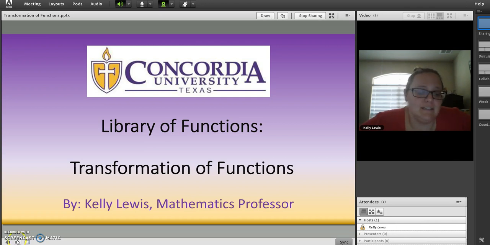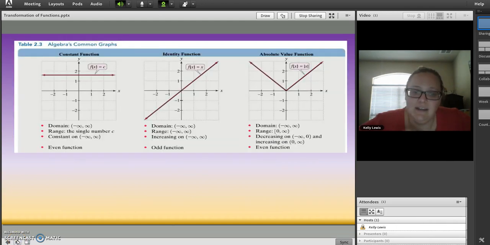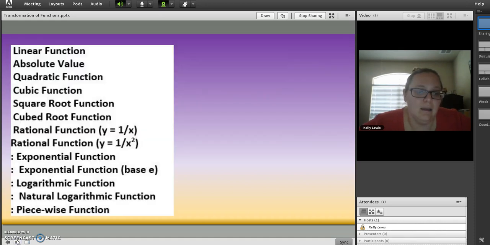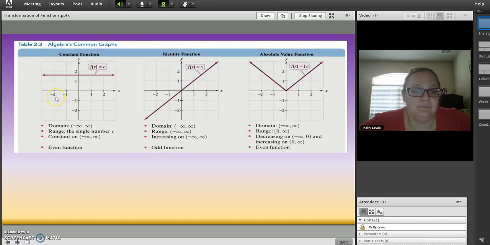The library of functions is just all the different kinds of functions that we've studied, and I just kind of wrap it all up together. I'm going to focus on the 7 main ones, but these are all the ones we've learned in this course. I'm going to remind you and reiterate how they transform. So this is the transformation of those functions.